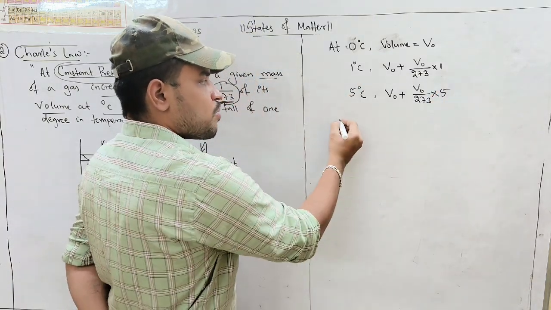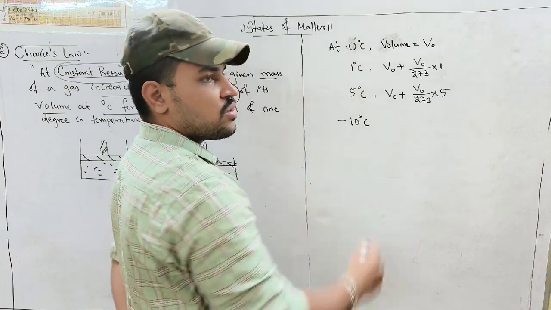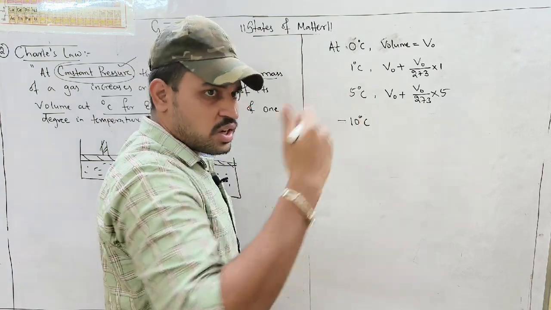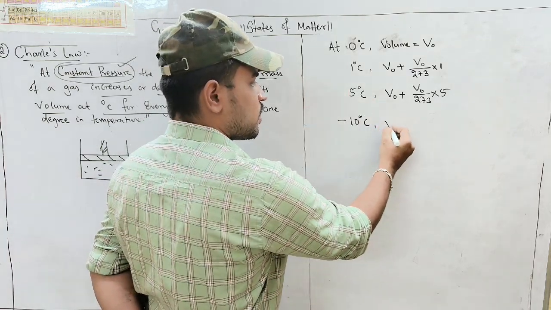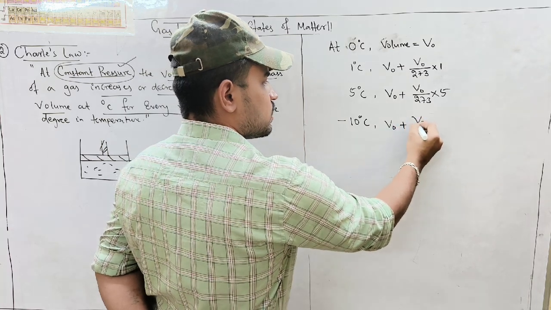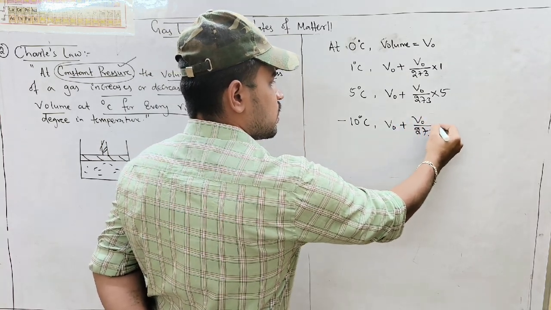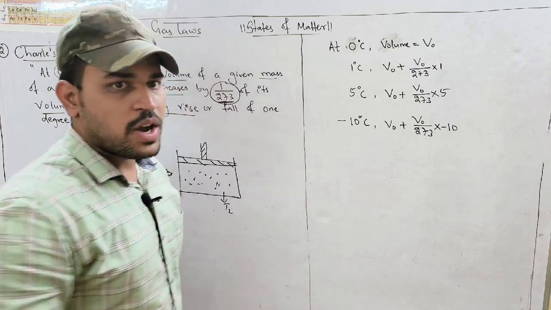Let's take if the temperature decreases to minus 10 degrees centigrade, so what is going to happen? V0 plus V0 by 273 into minus 10.